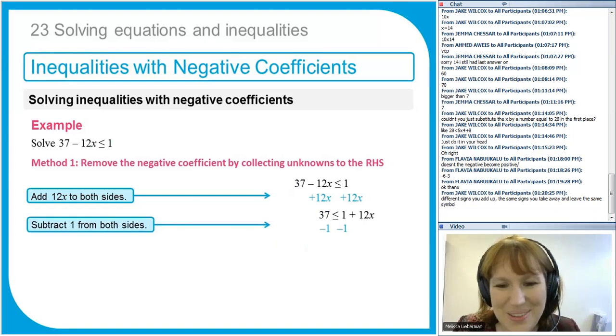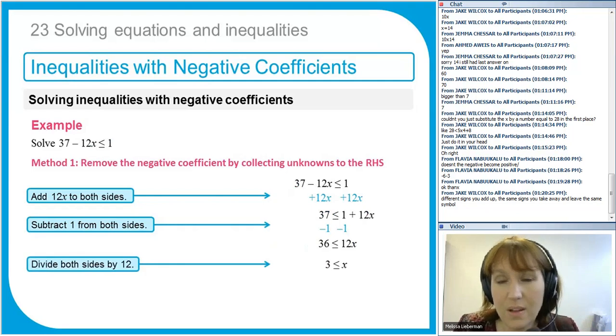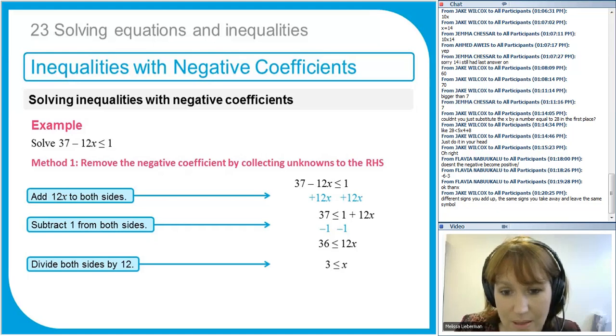Take away 1 from both sides. 37 take away 1 is 36. And then we've just got the 12x on its own, which is what we wanted. Then to get x on its own, we divide both sides by 12. 36 divided by 12 is 3. So x is greater than or equal to 3, reading it that way.